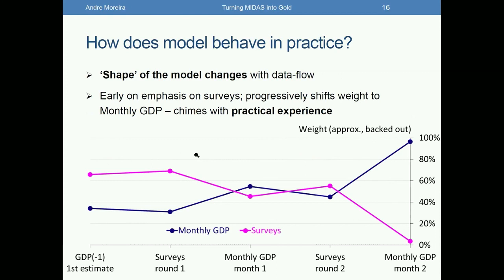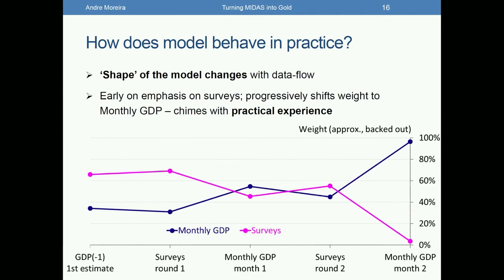But as you go along, you get the first month of monthly GDP, and the model recognizes that, you start filling in the gaps. You've got 4 months out of the 6, and the mechanical relationship starts to kick in. But it's only when you get to the second month of monthly GDP, then you see this radical shift where the model just puts 98% or whatever that number is on the monthly GDP data.